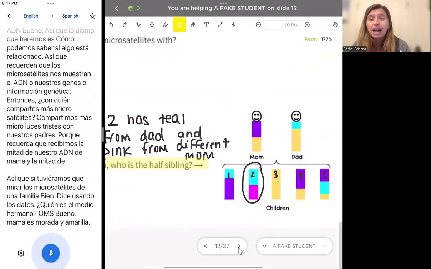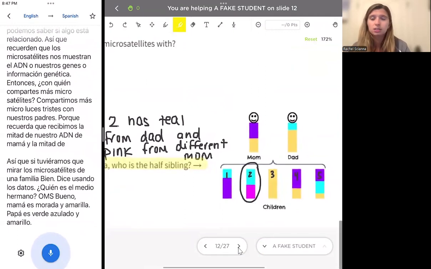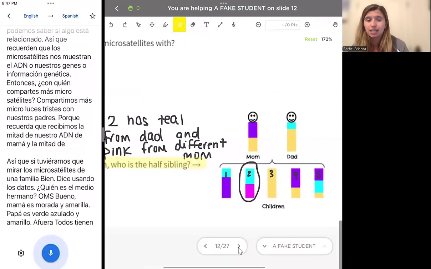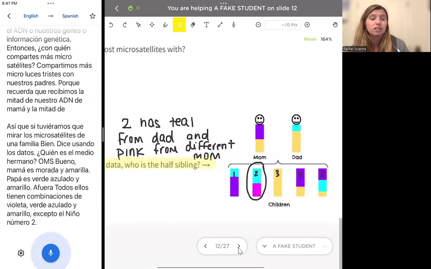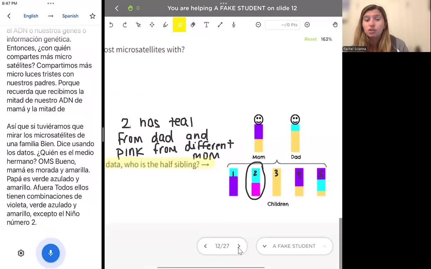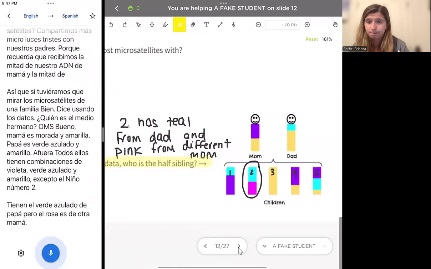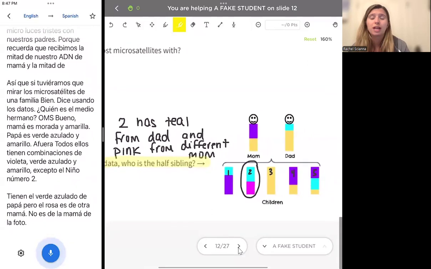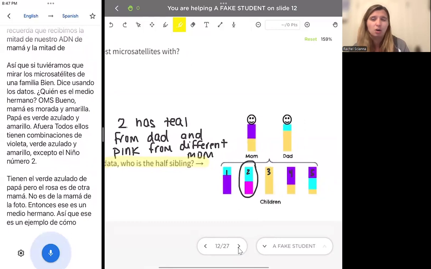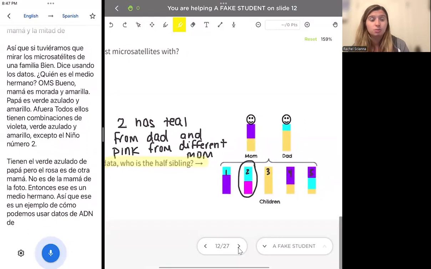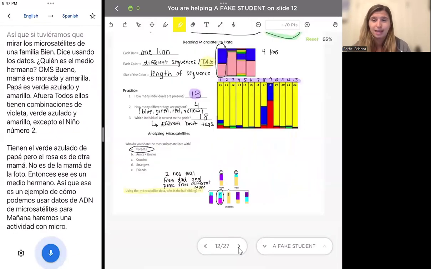Out of their 5 children, all of them have purple, teal, and yellow combinations, except for child number 2. They have the teal from dad, but the pink is from a different mom. It is not from the mom in the picture. So that is a half sibling. So that's an example of how we can use microsatellite DNA data to see how related organisms are. Tomorrow, we'll do an activity with microsatellites. Thank you for watching.